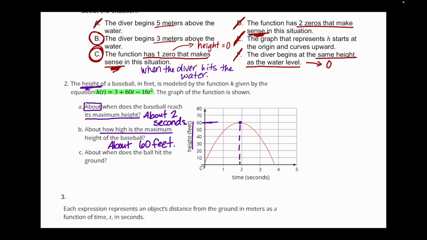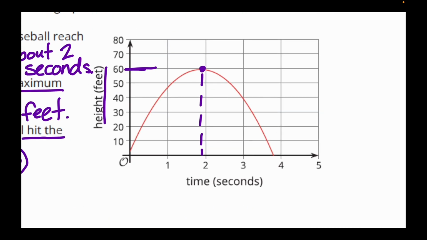Okay. And then our last question is about when, so we're looking at time, does the ball hit the ground? So hitting the ground means that we would have a height of 0. And so they want to know at what time. That is going to be not at the start here, because you notice the baseball's not starting on the ground. It's starting a little bit above the ground, which makes sense. If you're pitching this baseball, you're not going to hit it right off the ground, but it is going to hit the ground right here. So that's a little less than 4 seconds.